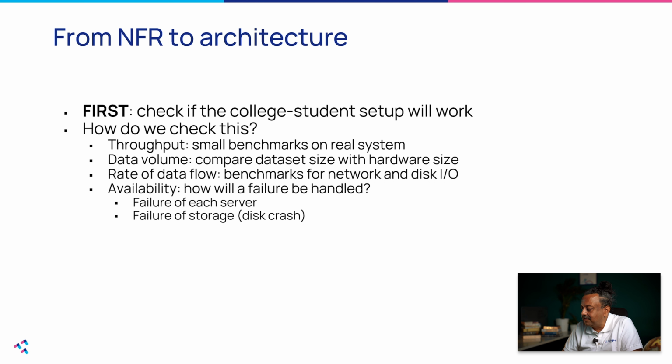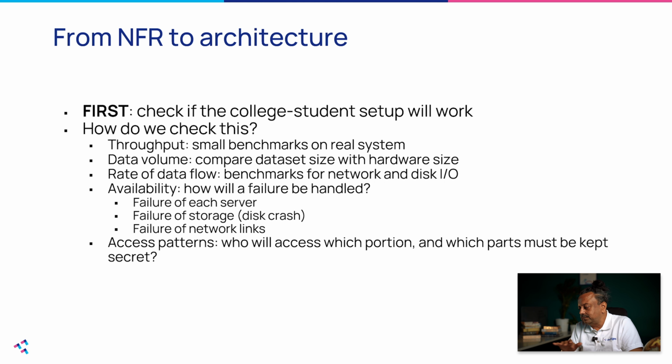The second issue will be availability in the case of failure of storage. What happens if a disk fails? Then the third challenge will be, what happens if the network goes down? My server is okay, my disks are fine, but I can't connect to the server, I can't connect to the software because networks are down. So what do I need to do in case I need to take care of one network link failure?